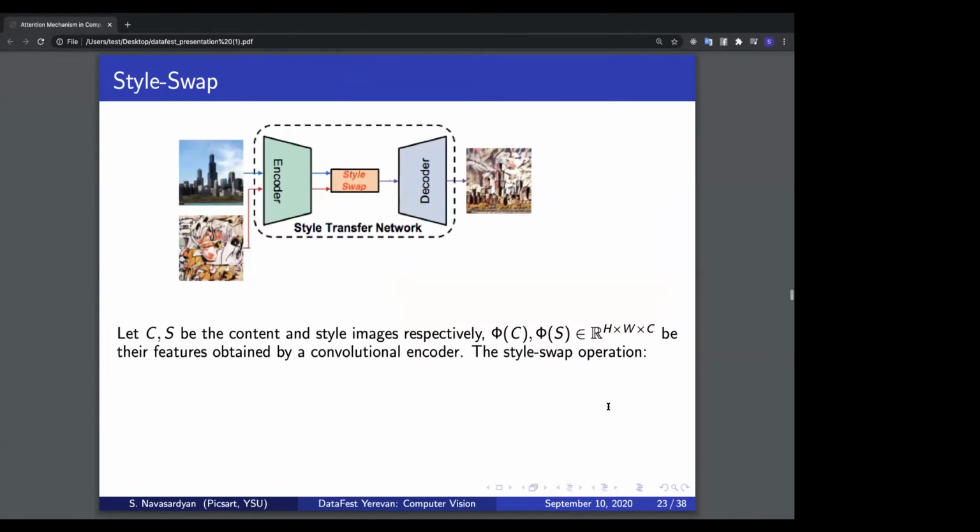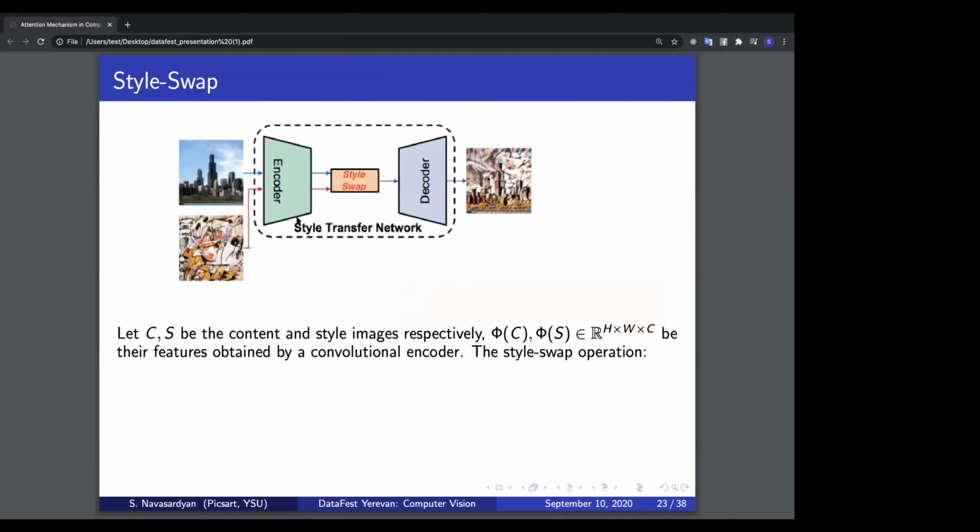Let's investigate the style transfer solution described in their paper. For those who are not familiar with the style transfer problem, there are two inputs, a content image and a style image. And the algorithm needs to produce a stylized image with the style of the style input and the content of the content input. Let C and S be the content and style images respectively. We feed them to an encoder. It can be a pre-trained VGG encoder or something else.